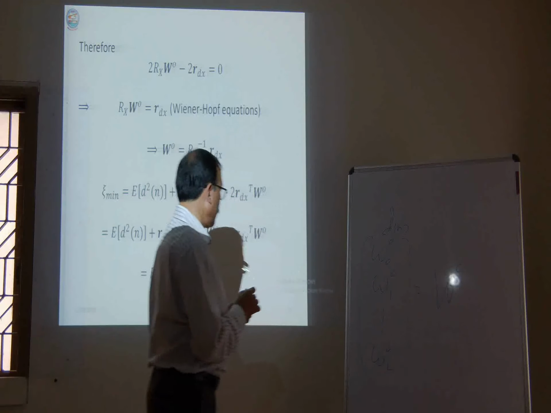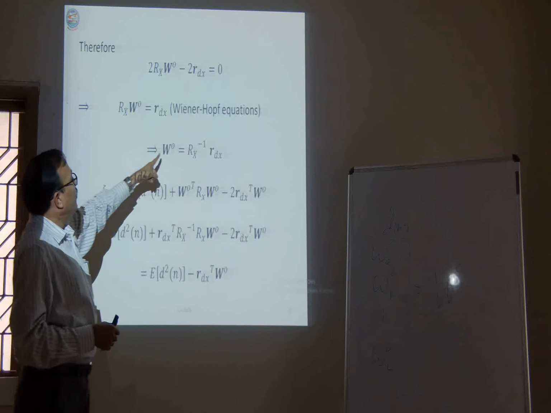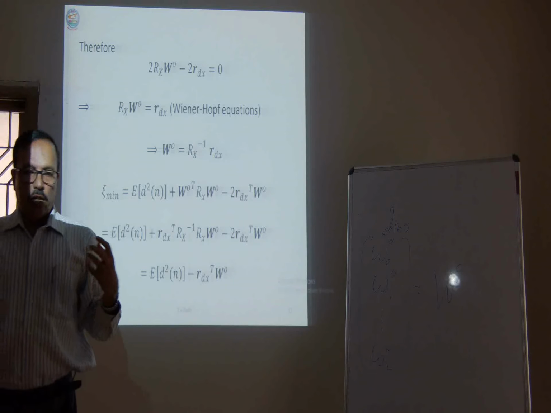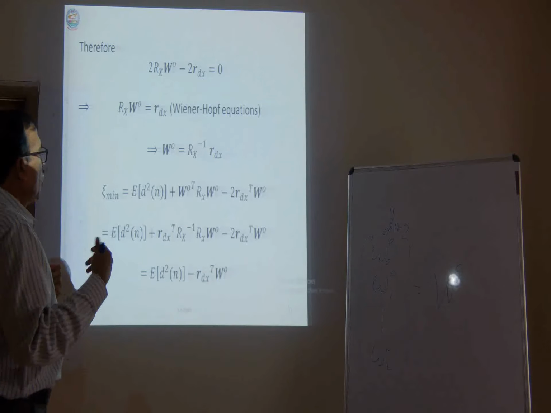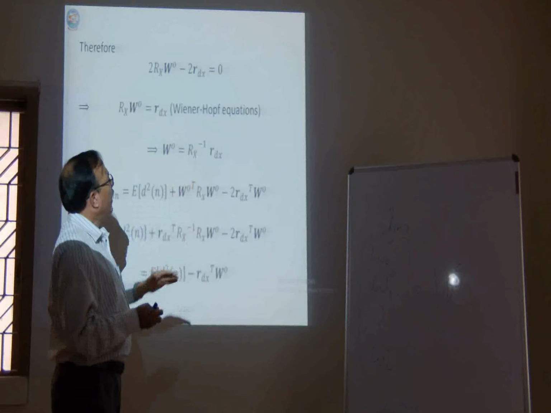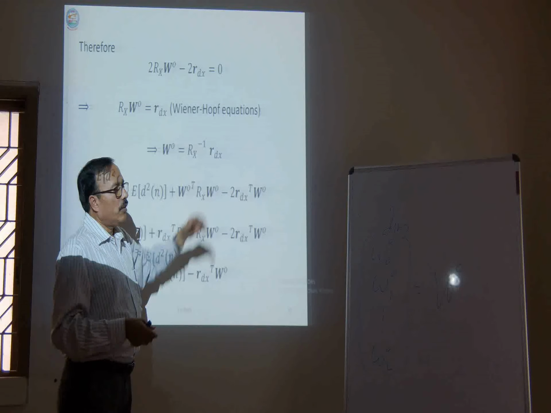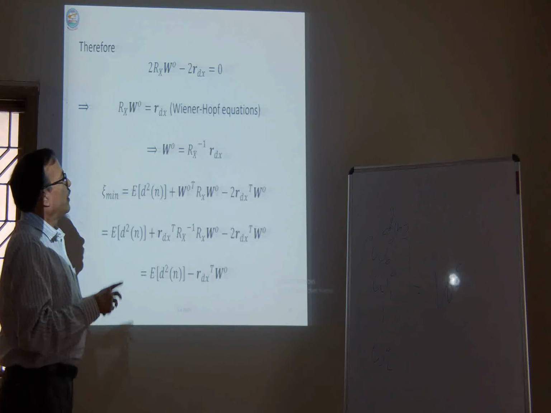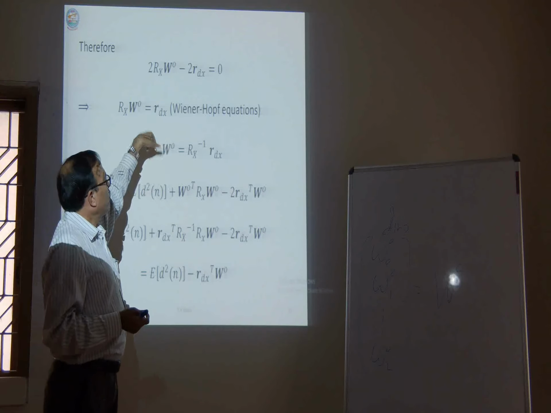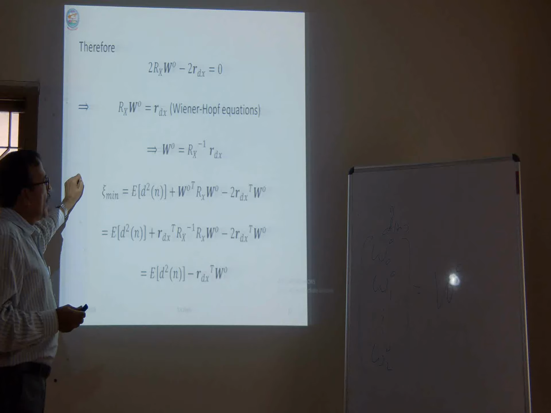So optimal weights: we first have to find out the measured signal. We are measuring the signal xn. So we find out the correlation function Rx, then take the inverse and find out the cross correlation matrix, that is Rdx, then multiply, and this will give you the optimal weights.